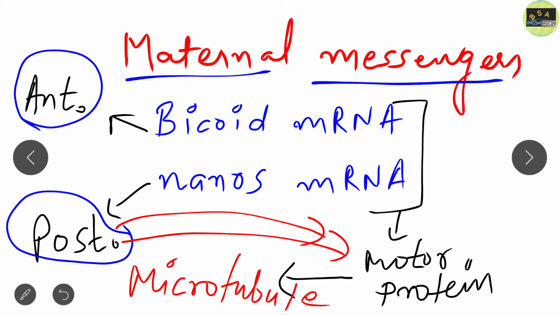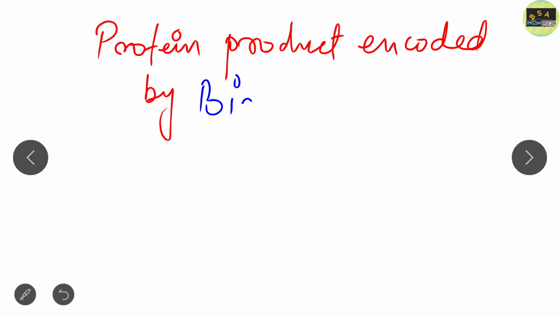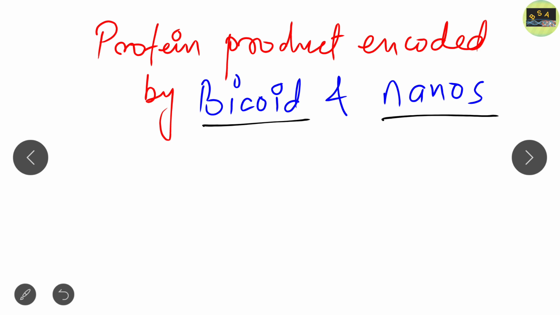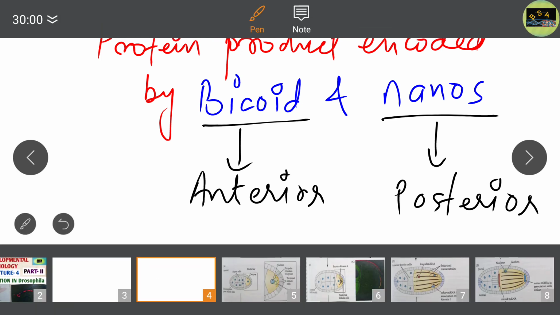Clear? So note down, the protein products encoded by bicoid and nanos are critical for establishing the anterior and the posterior polarity of the embryo.